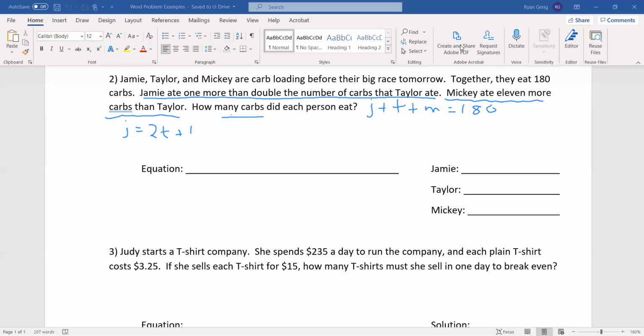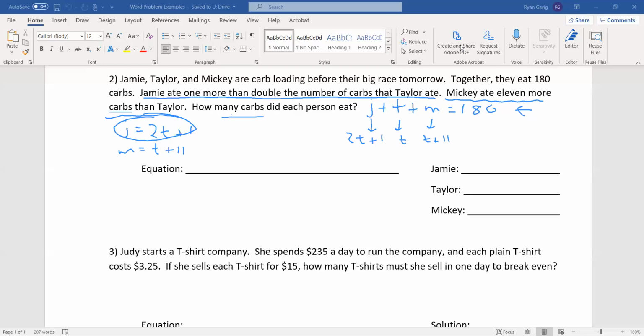The second one says Mickey ate 11 more carbs than Taylor. So whatever Taylor ate, Mickey ate 11 more. Now, I'm going to use this to help me out. I'm going to replace J with 2t plus 1. J means 2t plus 1. They mean the same thing. T just stays T. And then M changes to T plus 11.